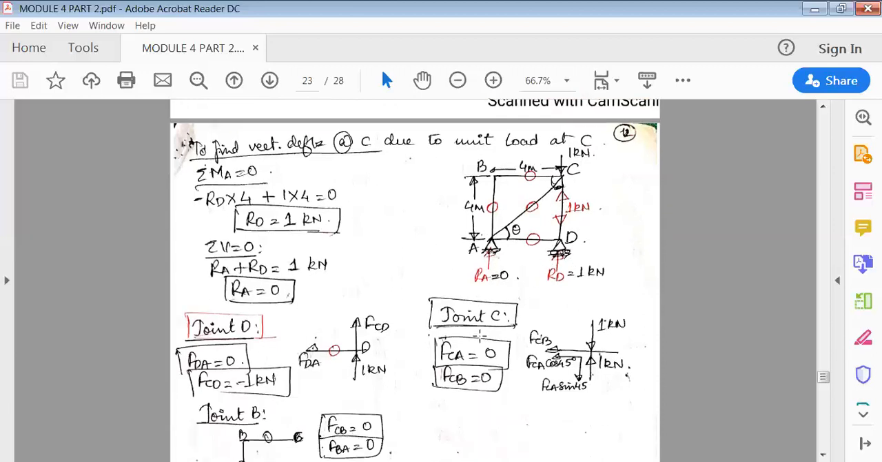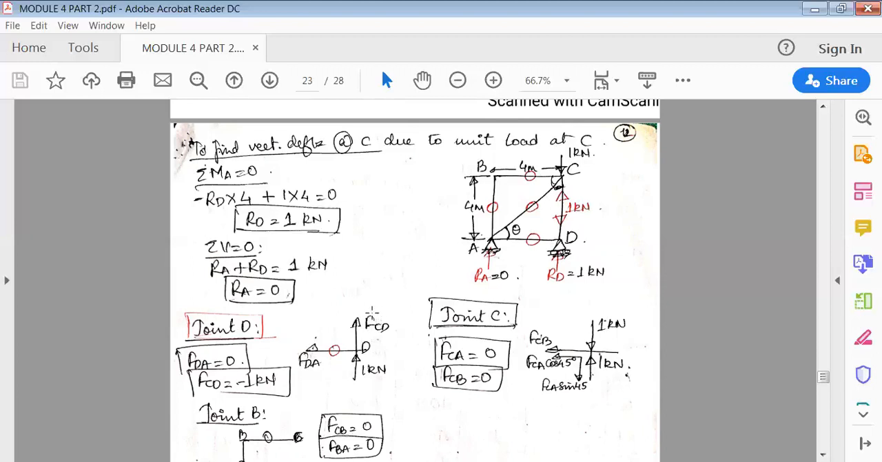So after you find this, again use the method of joints to find out all the forces in each member. So we know that, see, because of this, if you choose joint D, okay, mark all the forces here. FCD 1 kilonewton, so FCD is also minus 1 kilonewton. Minus sign indicates the forces are compressive.